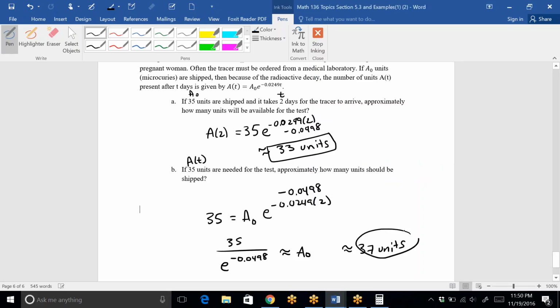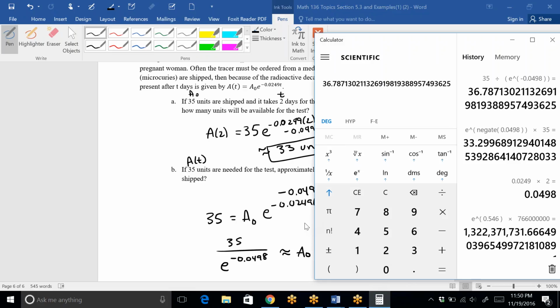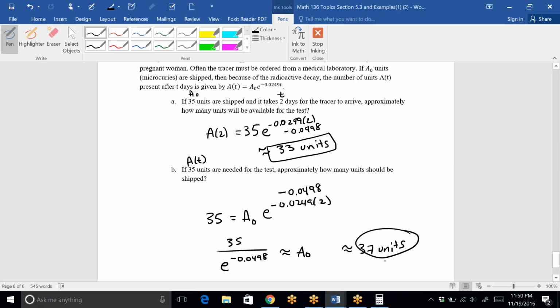Because you can't round down to 36. Again, you would not have enough if it arrived. So we have to round up. And we're also solving for the initial amount. So this is how you would use your calculator to do base e, and that's how it all ties into the exponentials that we already learned about.